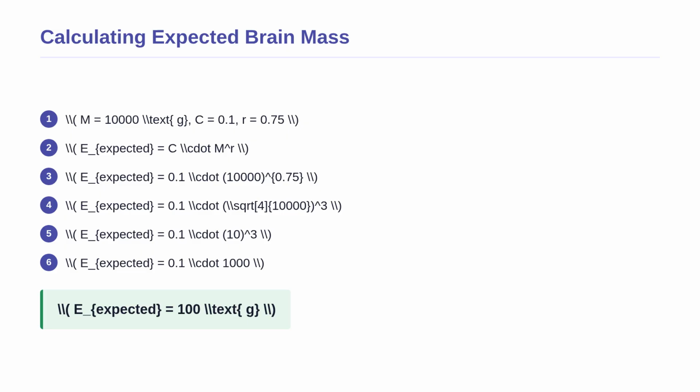We start by evaluating the denominator of our formula, which represents the expected brain mass. We plug in our given values. The exponent 0.75 is mathematically equivalent to the fraction 3/4. This means we first take the fourth root of 10,000, which is 10. We then cube this intermediate result to get 1,000. Finally, we multiply 1,000 by our constant of 0.1. The final answer is exactly 100 grams. Physically, this means an average mammal of this size should have a 100-gram brain.